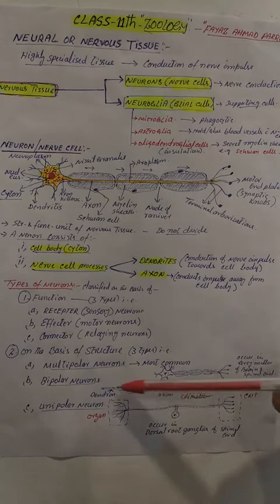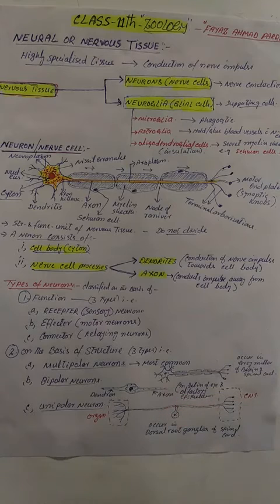Here, a neuron may have two processes, an axon at one end and a dendrite at another end. As you can see in this sketch, such neurons are described as bipolar. They are found in retina of the eye and in the olfactory epithelium.